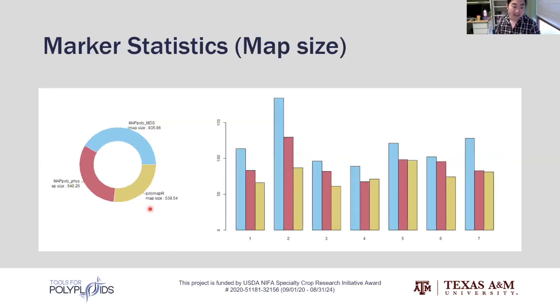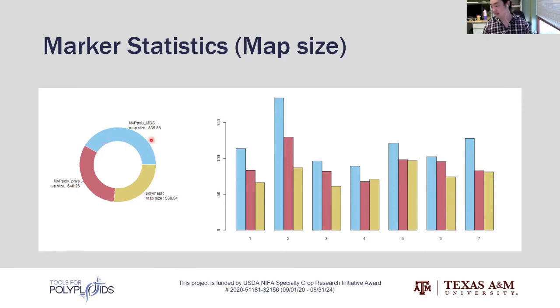Looking at map size, typically we want smaller map sizes in a linkage map, and that typically means you have less genotypic error. However, what we see here is that Polymapper has the smallest map size, and Map Poly, the physical one, has a smaller one than the MDS one.